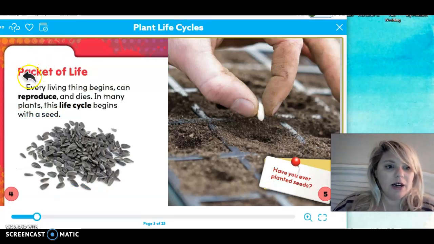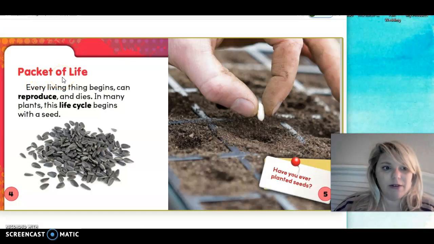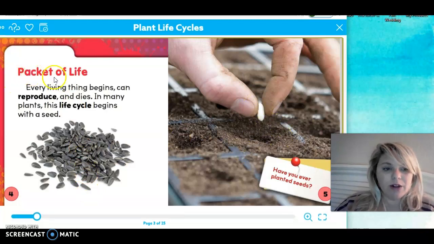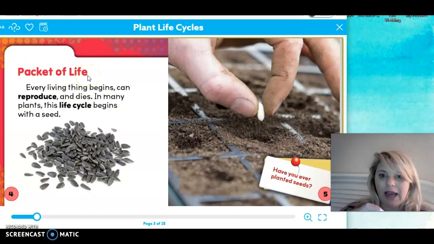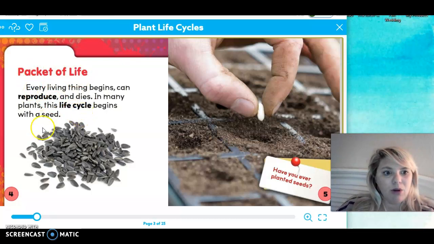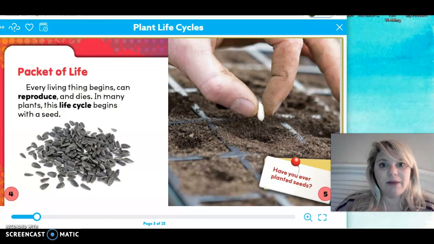So here is our heading for this section, Packet of Life. I see seeds here, so I'm wondering if maybe I can go get a packet of seeds from the store. I've seen them at Walmart and Target before. And I see some bold words. Remember, those bold words are expert words that are special to this topic and can usually be found at the back of the book in a glossary for a definition.